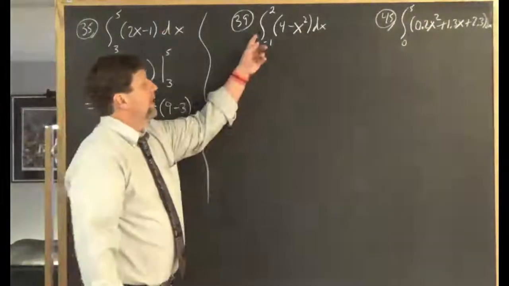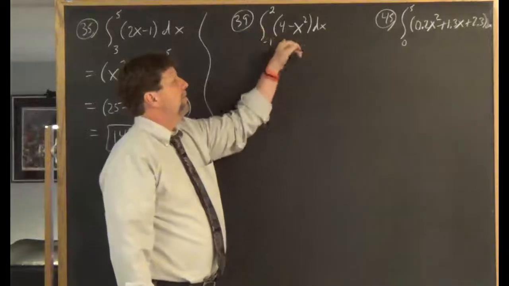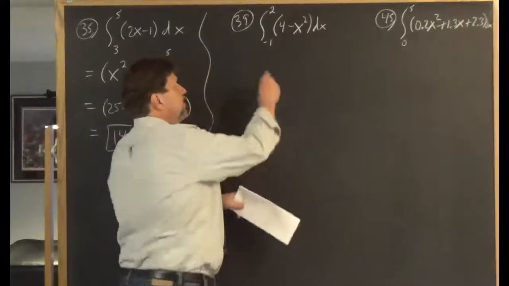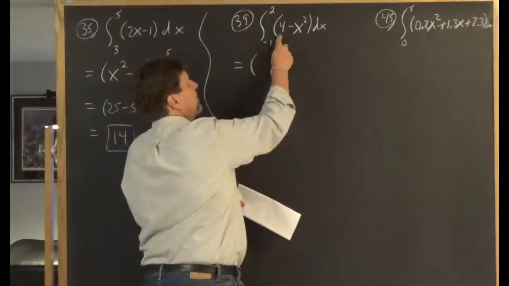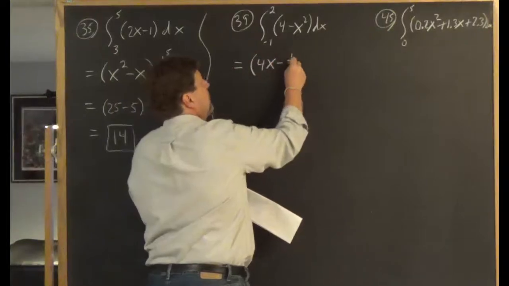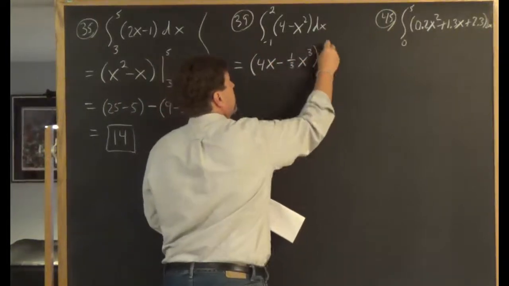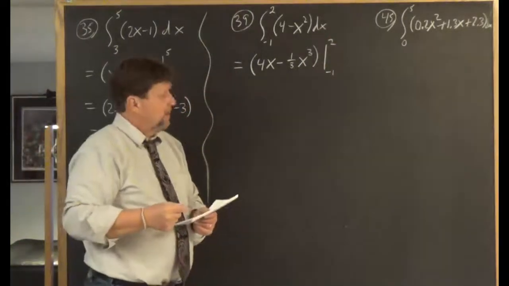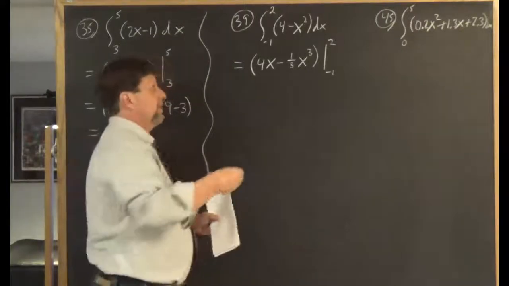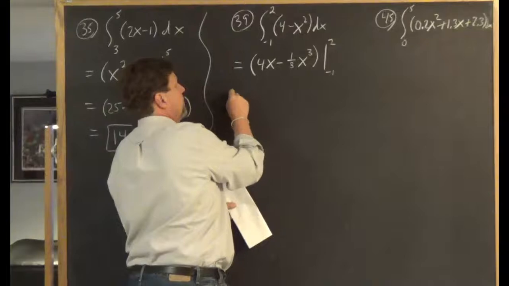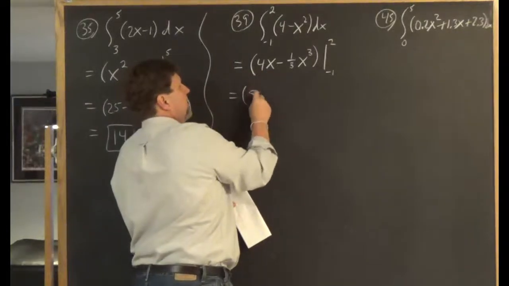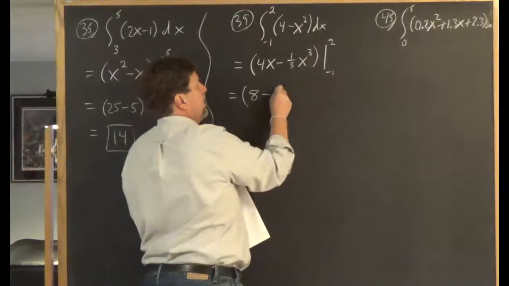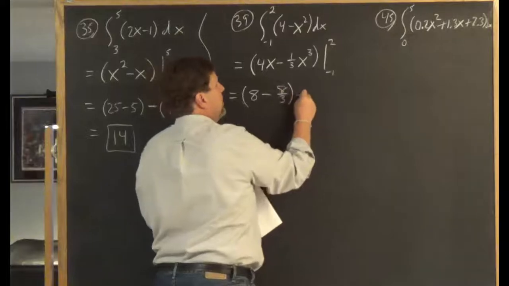For number 39, we're integrating from -1 to 2, 4 minus x squared dx. So I start off by getting an antiderivative. I have an antiderivative of 4x minus 1/3 x cubed. Evaluate that from -1 to 2. So remember, when I evaluate using the fundamental theorem of calculus, the 2 comes in for the x's first. So 4 times 2 is 8. 2 cubed is 8, so 1/3 times 8 is 8/3.